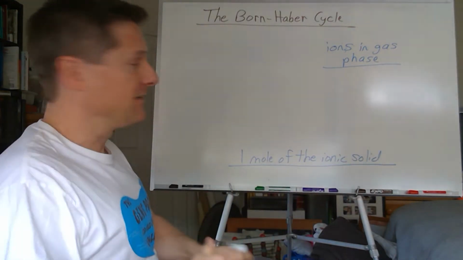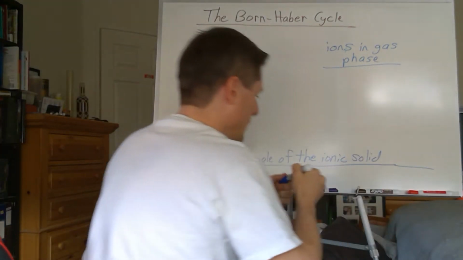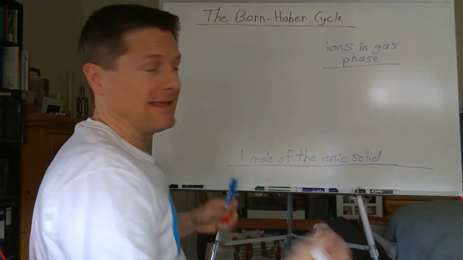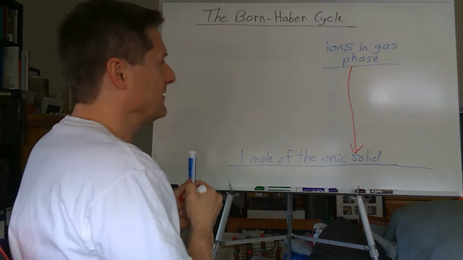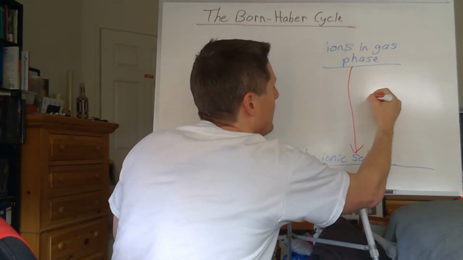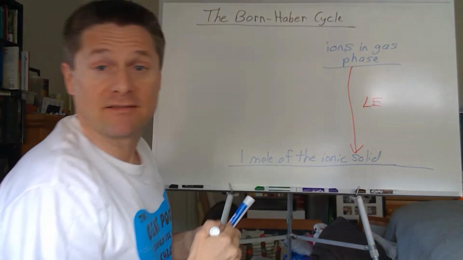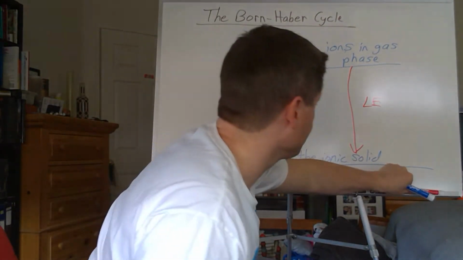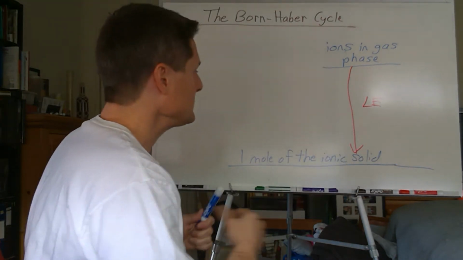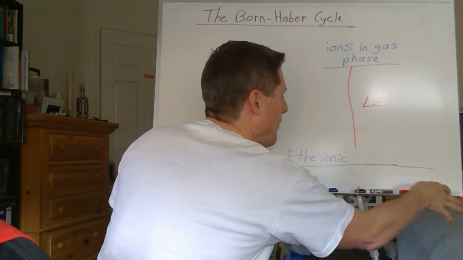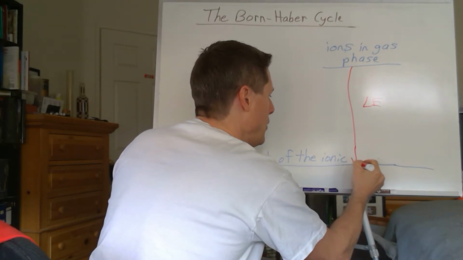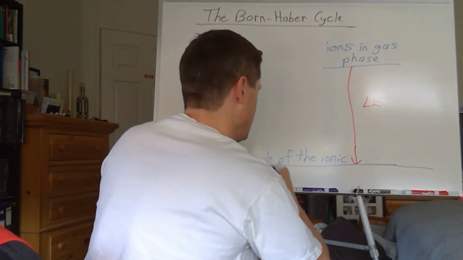So let's say we have the ions in the gas phase. Well, if I went from the ions in the gas phase down to the solid, wouldn't that be the lattice energy? Right, by definition, whatever the solid is. Okay. I'm going to move this over just a little bit so we can get that arrow all the way to the bottom there. Boom! Little energy diagram there.